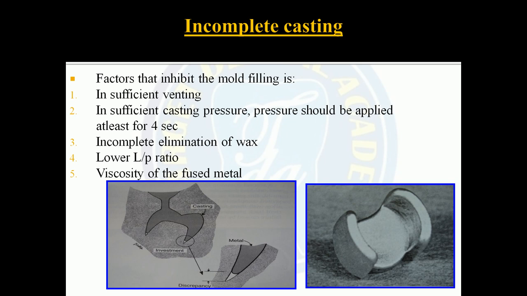Next MCQ, the function of a reservoir in a sprue is, answer is to avoid the local shrinkage porosity. It was asked in your AIPG exam. So next MCQ is, sprue pin is attached to posterior teeth at, answer is marginal ridge. Next question, the crucible indicated for casting base metal alloys is, answer is quartz crucible. I repeat, the crucible indicated for casting base metal alloys is quartz crucible.